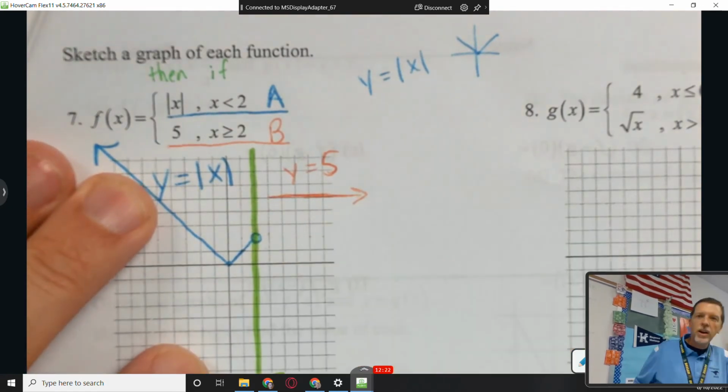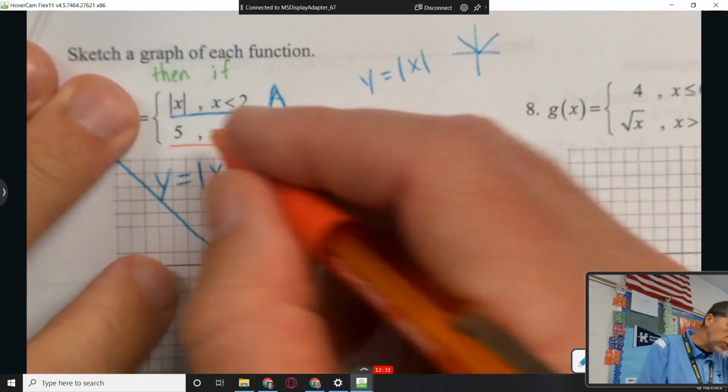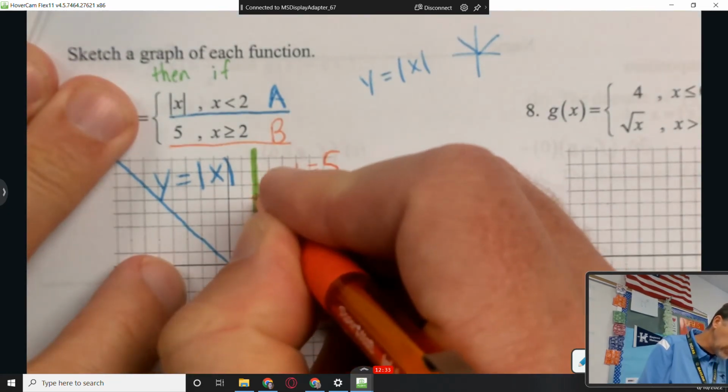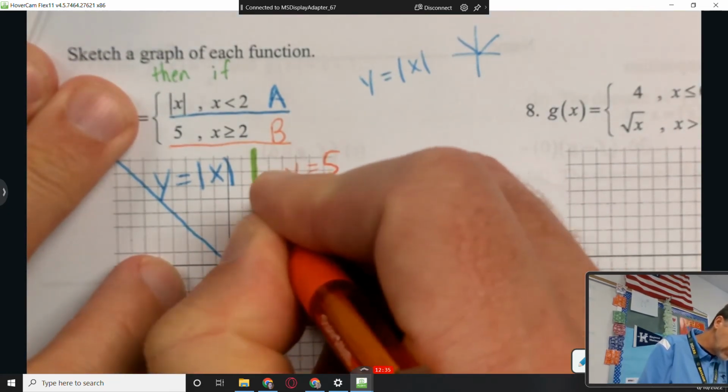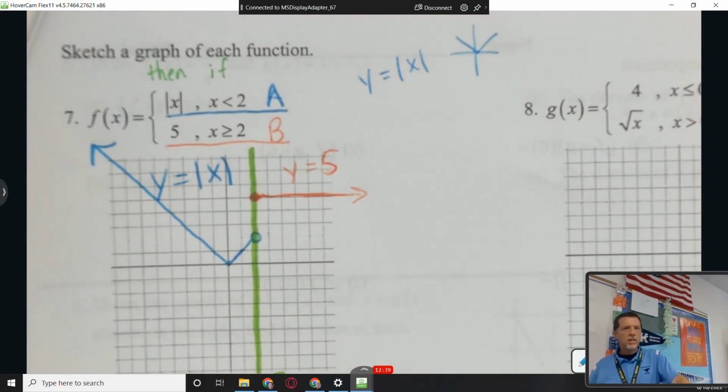Again, I'm careful about the wall. What's going to be going on at the wall for this one? A closed circle, because like neighborhood B owns the wall. He can go sit on the wall and be fine. Questions on that?